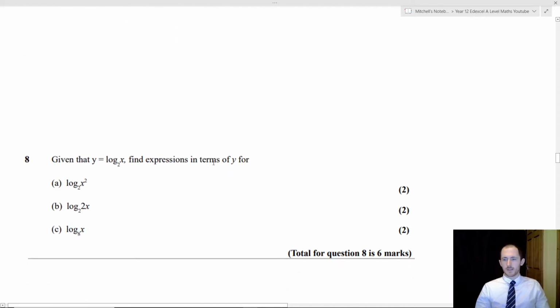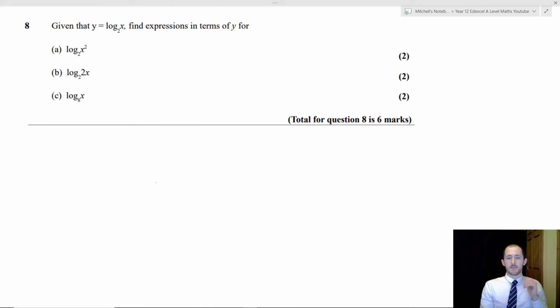So, next question. This is where things are going to get a bit tricky, because we have some algebra and we have some substitutions and things like that. Hopefully this is okay so far.